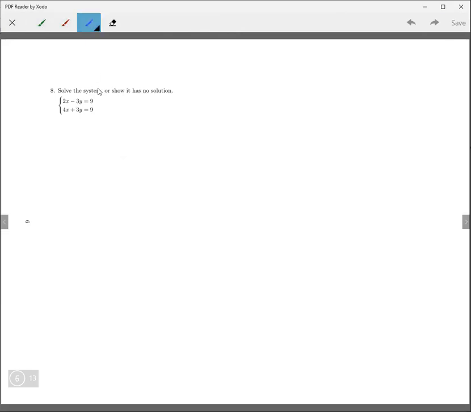This one right here, solve the system or show it has no solution. Okay, right here, already we can add these two together and eliminate the y. So let's go ahead and do that. So that means 6x equals 18. So the y's get eliminated. That means x is going to be 3.